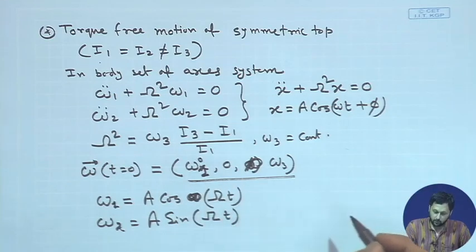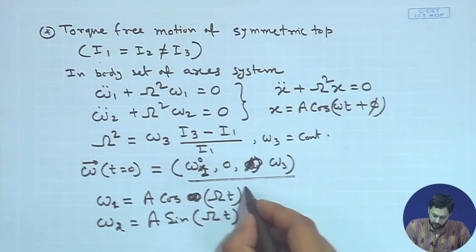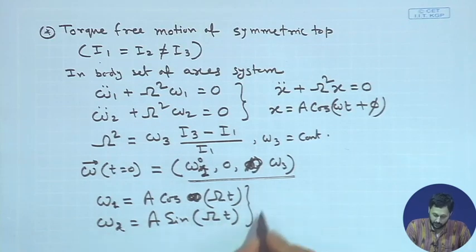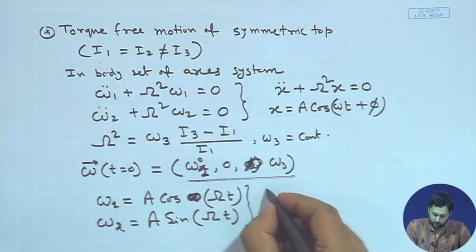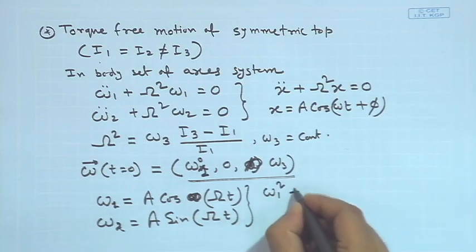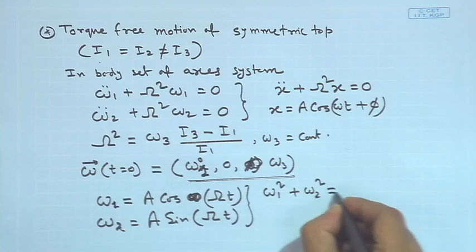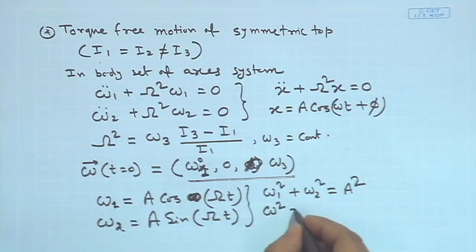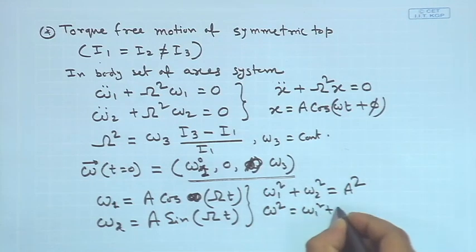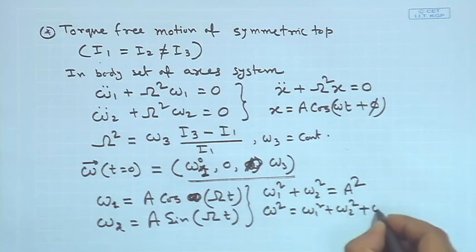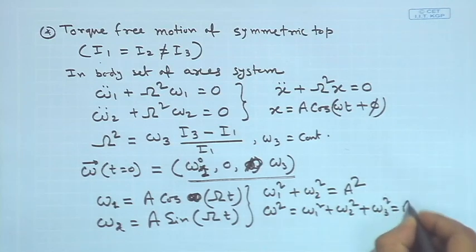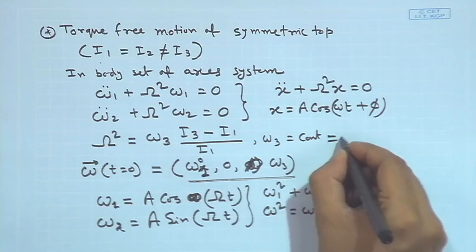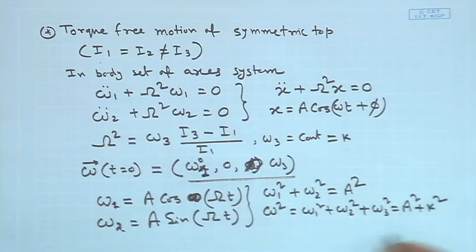Now, if we look at the physical picture, if you take this form of omega 1 and omega 2, we see that omega 1 square plus omega 2 square will always give you a square, and of course, omega 3 is a constant. So, omega square, which is omega 1 square plus omega 2 square plus omega 3 square, will be a square plus, let us call this constant k, a square plus k square, which is also a constant.